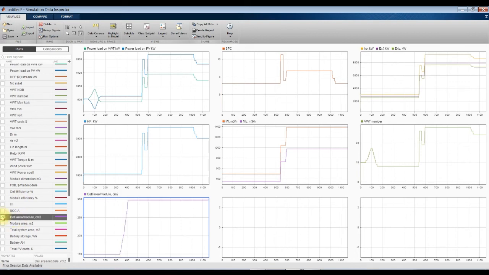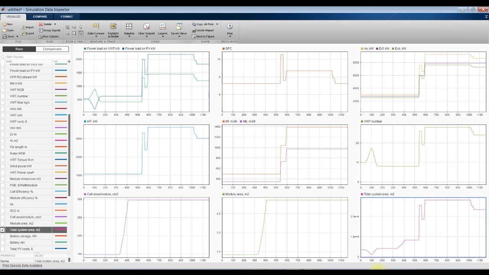Yes, we can go for area. This is cell area of the photovoltaics. This is module area, and this is total system area. As you can see here, it's changing according to the variation of many parameters that you can address. It's up to you as a user to make this parameter constant and to control the other one and so on. Let's send this to the figure. You can send it to the figure. It's easy with Simulink.